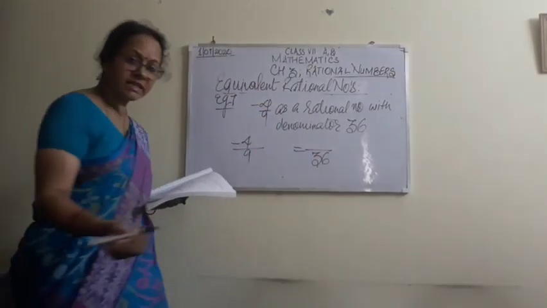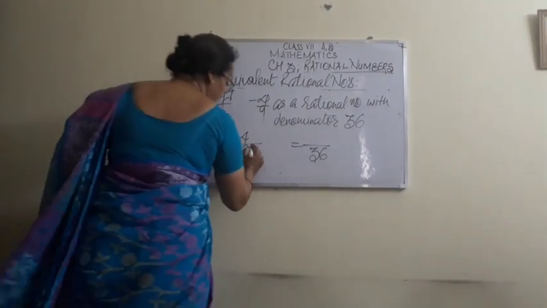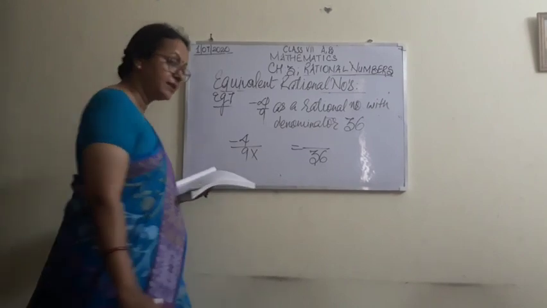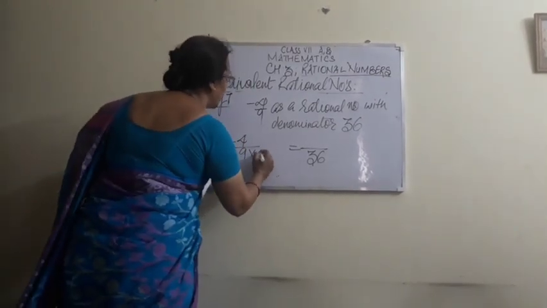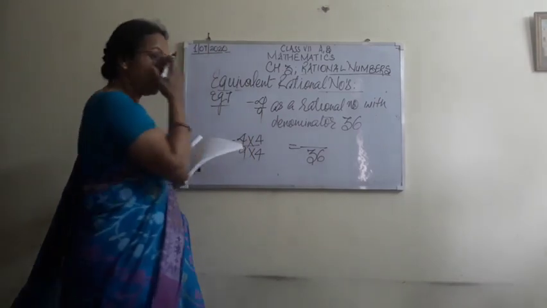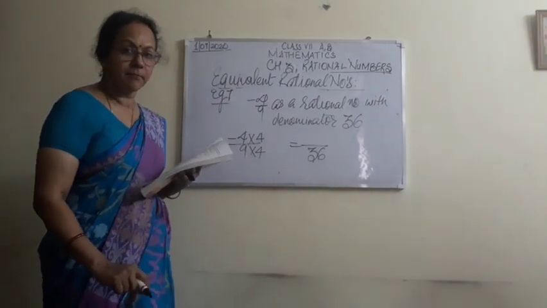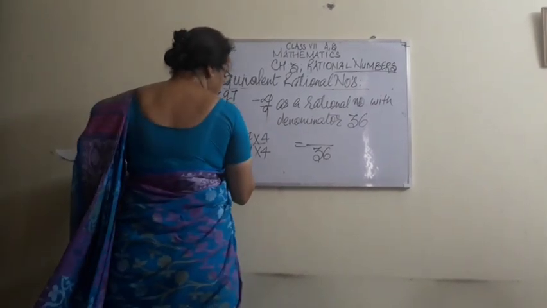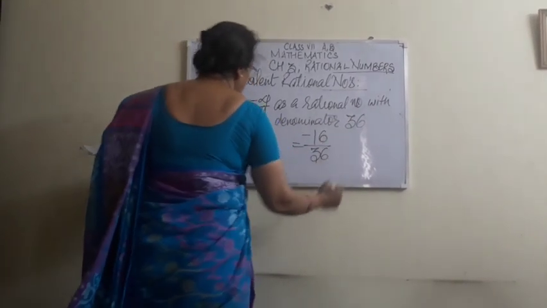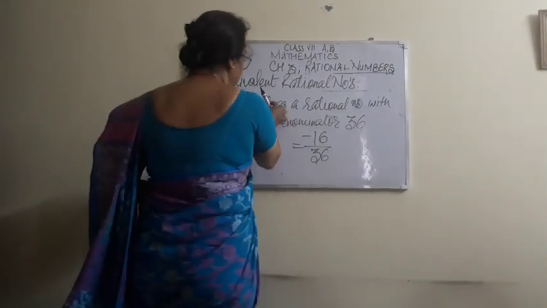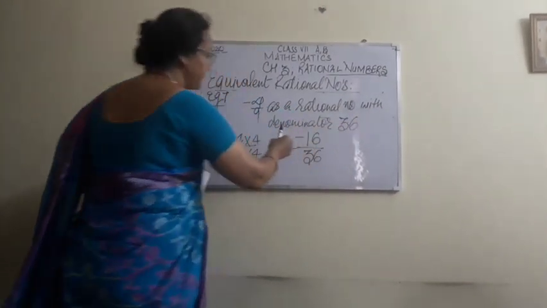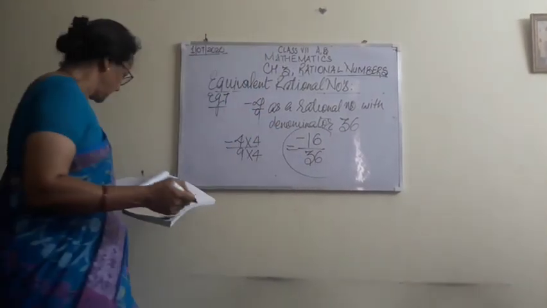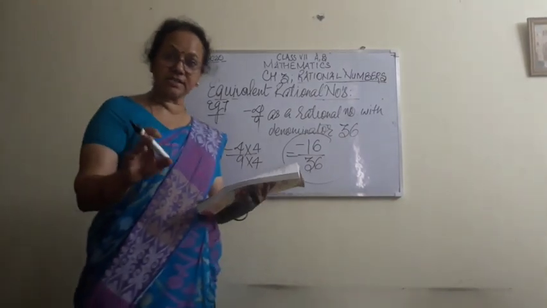So if you know the table of 9, you can do it. Yes, 9. How many times 9 will make 36? Yes, that is 4. Good. If the denominator is multiplied by 4, the numerator will also be multiplied by 4. That is, minus 4 fours are 16. So what is the answer? Minus 4 by 9 as a rational number with denominator 36 is minus 16 by 36. I hope it is clear to you.